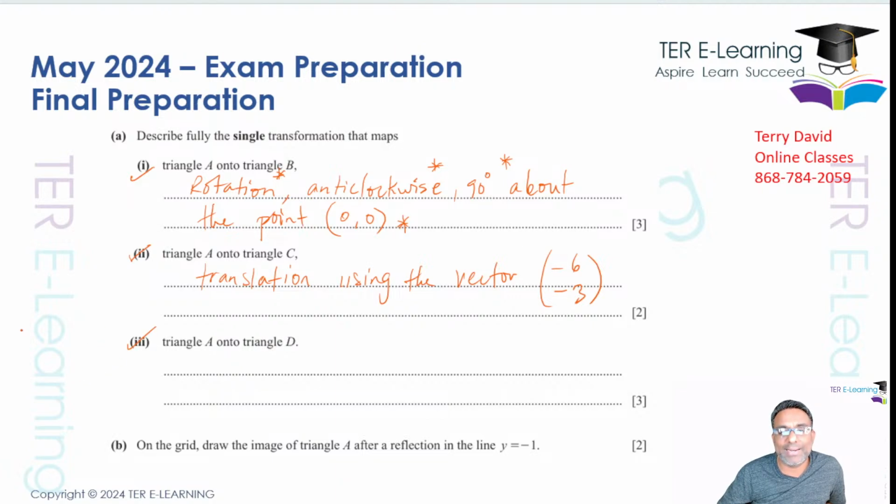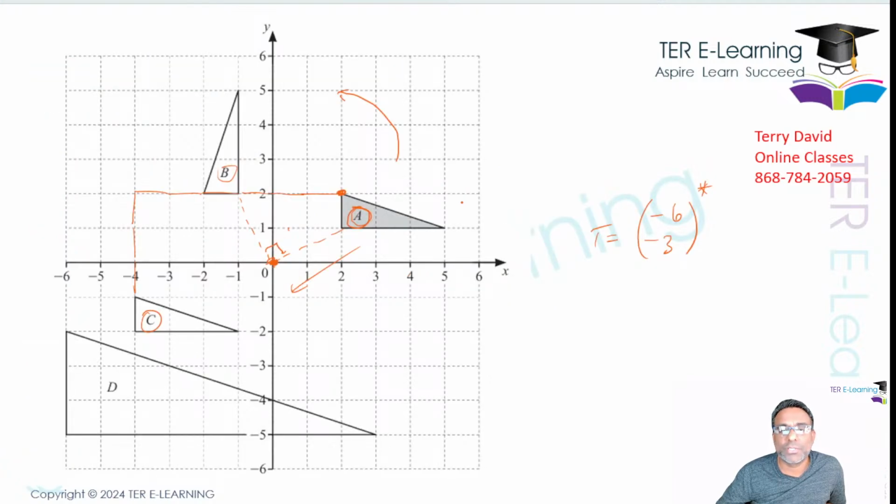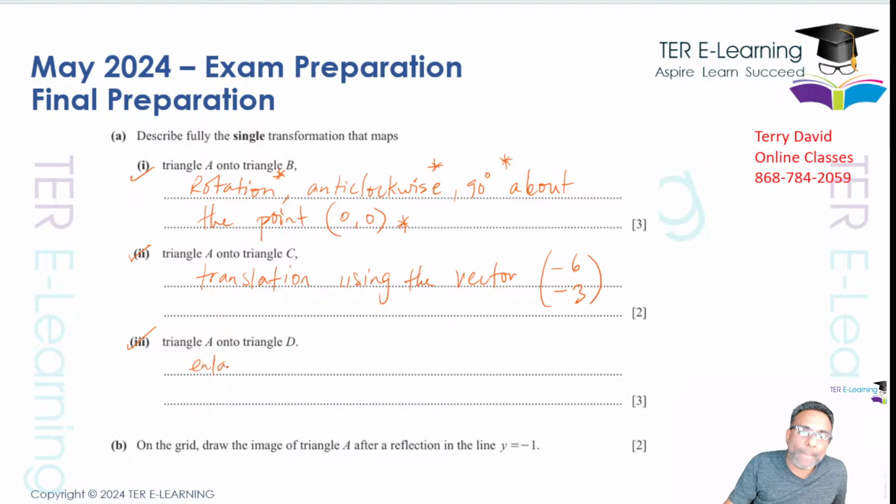The third part, triangle A onto D now. This is triangle A here, and this is triangle D here. The first thing you'll notice is that the correct terminology to describe them is similar triangles. They are not congruent, but they are similar. What you will notice is that triangle A has gotten bigger, so we know it's going to be an enlargement. But there are two things needed for the enlargement: we need to know the center of enlargement and the scale factor.